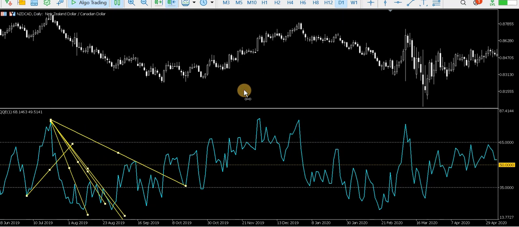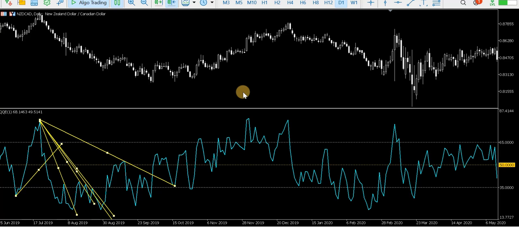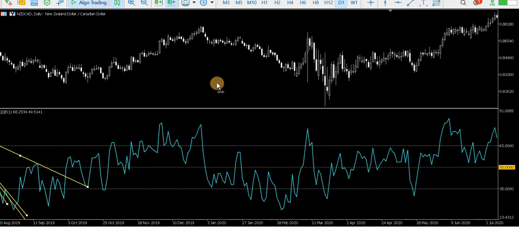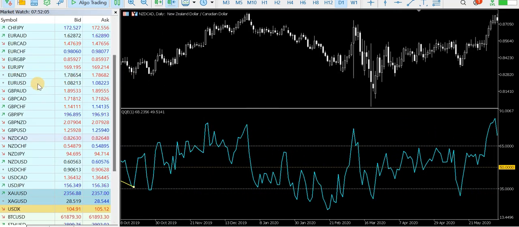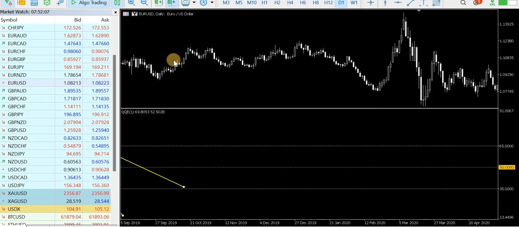So I'm not sure what it's like on the lower time frames. It's not something I do, and I've just picked the New Zealand CAD. It's a pair I like trading. You could put this, let's have a look, just have a quick look at something like Euro USD, everyone trades.